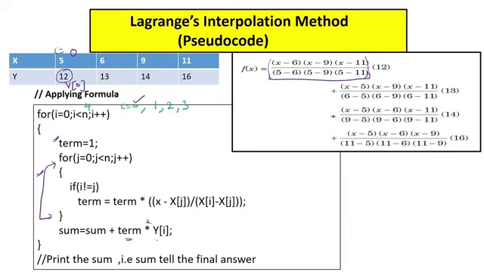Okay, so this 12 is multiplied with this term. In this way, this is your term multiplied with y of 0. This way we will be finding this sum. So let's see how this term is calculated.